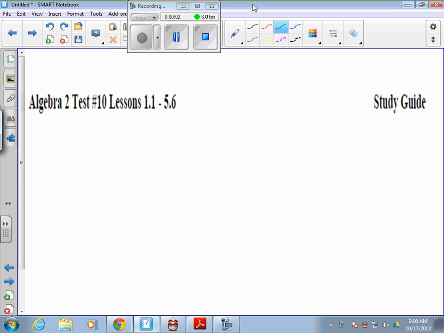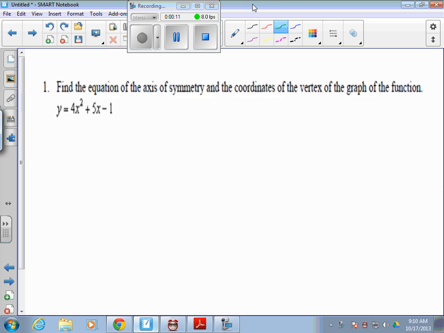This is Algebra 2 Test 10. We got through 5.6 on our last test. We actually went back to 5.1, graphing quadratics. This is our study guide.